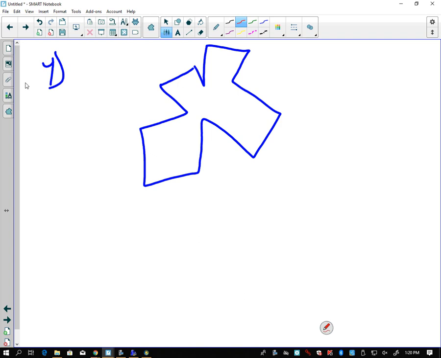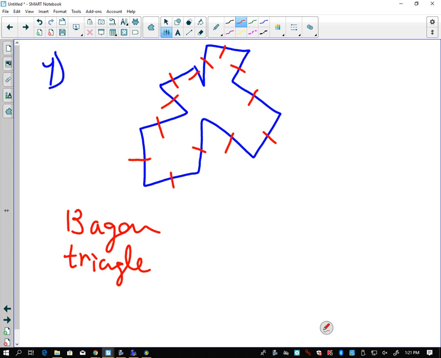I know that you don't exactly get to draw on the test because it's a computer test, but if you could, I'd go 1, 2, 3, 4, 5, 6, 7, 8, 9, 10, 11, 12, 13. So what do we call that? 13-agon. What's the minimum number of sides a polygon can have? 3, because I can't get a closed figure with 2 sides. What do we call a 3-sided polygon? Triangle. What about if it's got 4 sides? Quadrilateral.